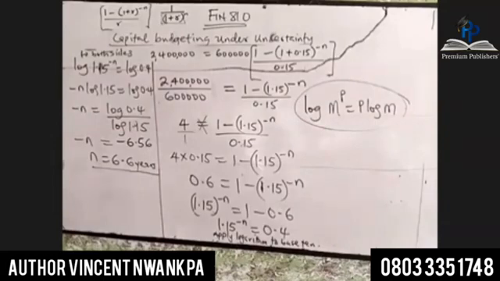Just press your log, press log 0.4, divide by log 1.15. This thing will come out. It will not come out like that if you don't press it.